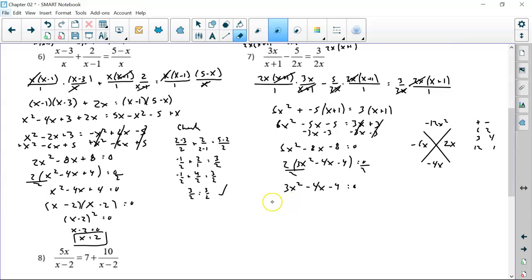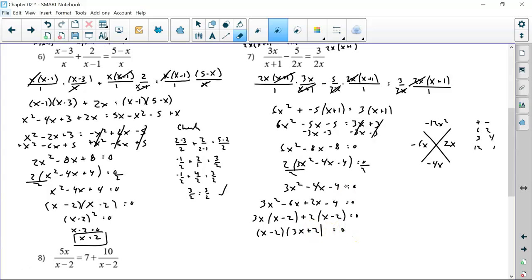Using that grouping method, 3x squared, the negative 4, and then we have our negative 6x and our positive 2x. So the common factor is 3x, so the first two terms. So we have 3x times x minus 2. Factor out a positive 2, and then we're left with x minus 2 equals 0. So we end up with a common factor of x minus 2, and then we factor that out, we're left with 3x plus 2.